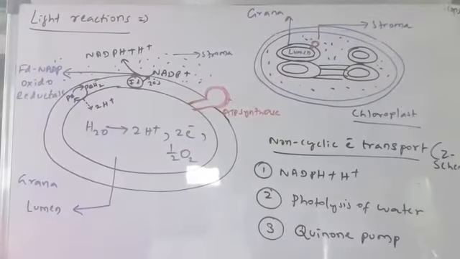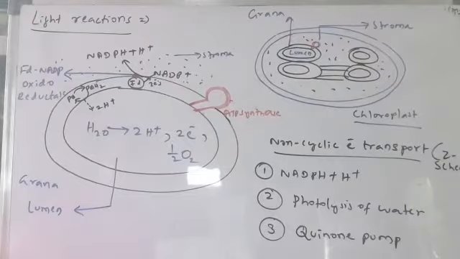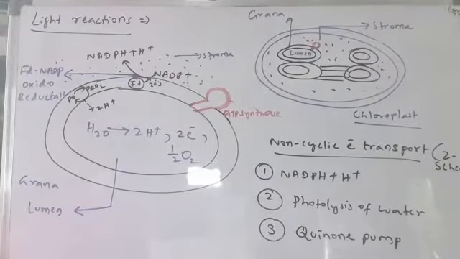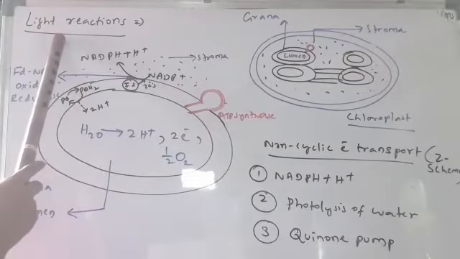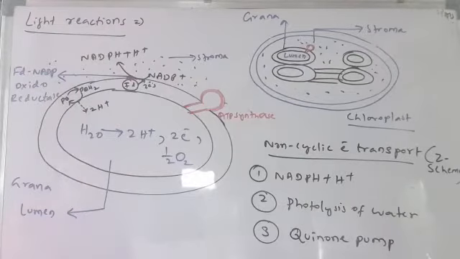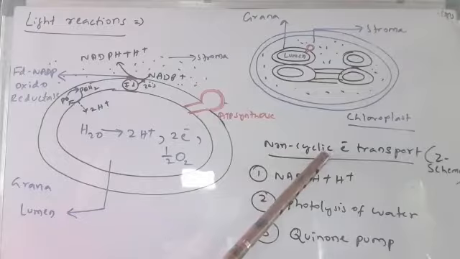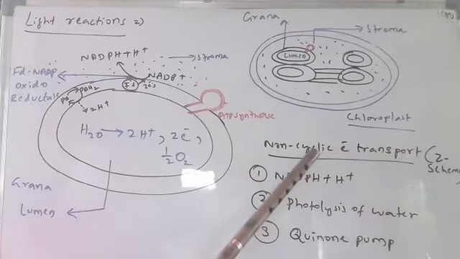In this class, we will discuss the chemiosmotic hypothesis. We have learned that photosynthesis takes place in two stages. The first stage is light reactions. And yesterday, we studied how the non-cyclic electron transport, which is also known as the Z scheme, takes place.